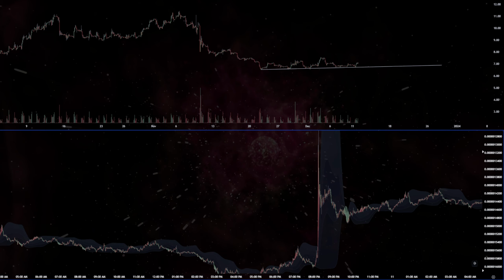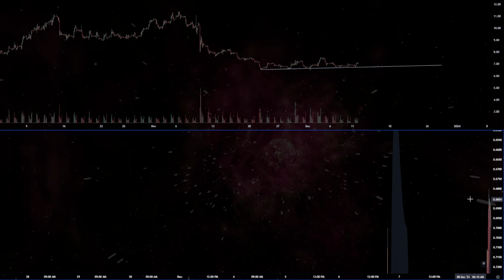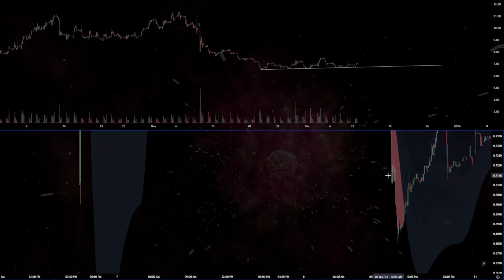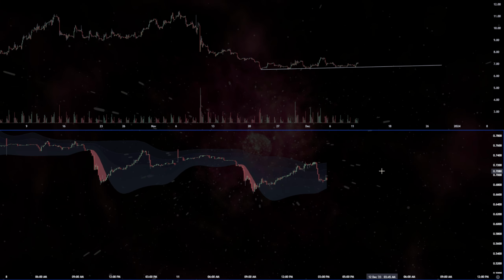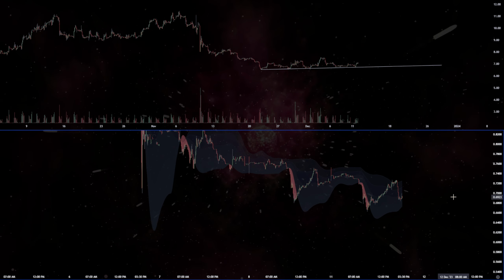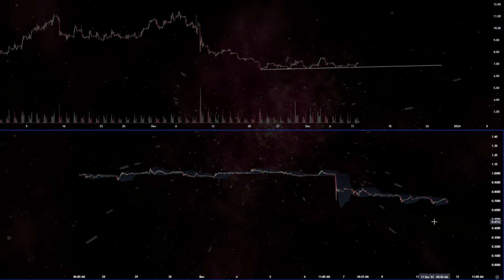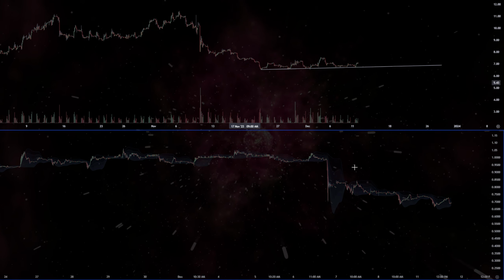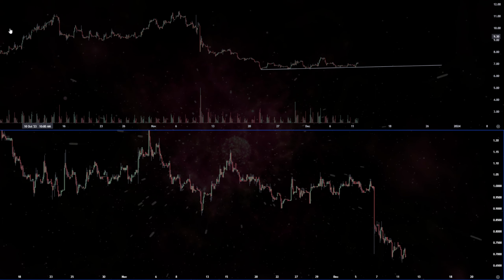We have Nikola. Okay, Nikola recently developed a, whoops. What is going on here? Okay, I'm on the 5-minute, that's why. Okay, so Nikola had recently developed this pattern.